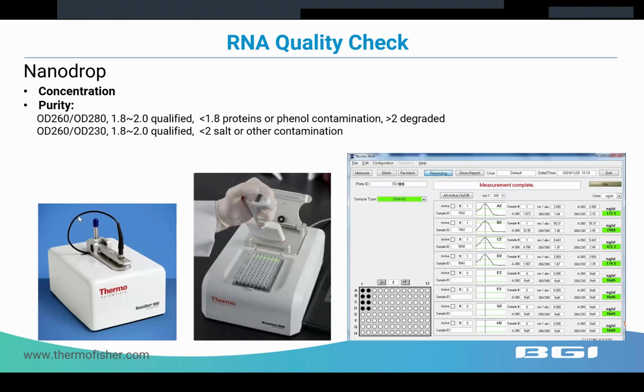For the NanoDrop, it uses the optical density to reveal the concentration and the purity of the RNA. The OD260 over OD280 is used to detect the presence of proteins and, to a lesser extent, phenol contamination. And the OD260 over OD230 is specifically used to estimate the degree of salt removal and the presence of organic contaminants.